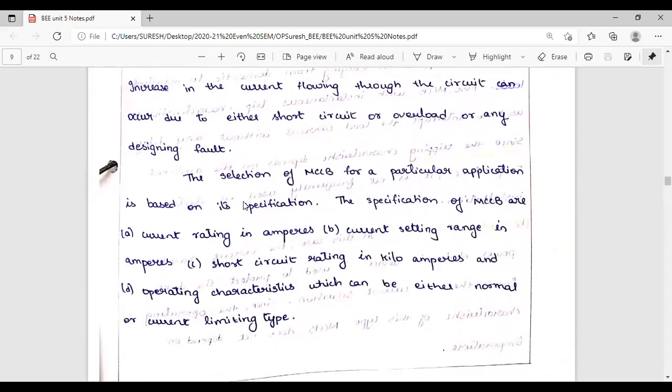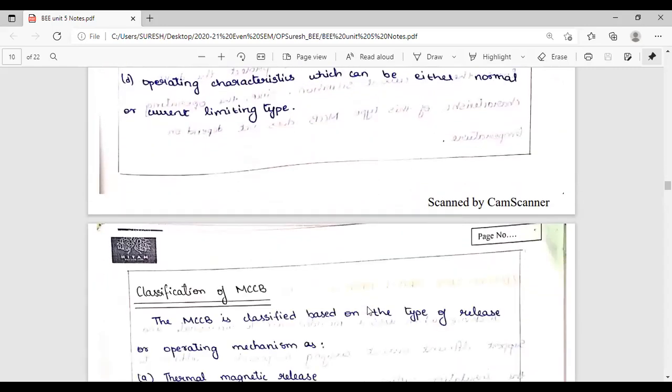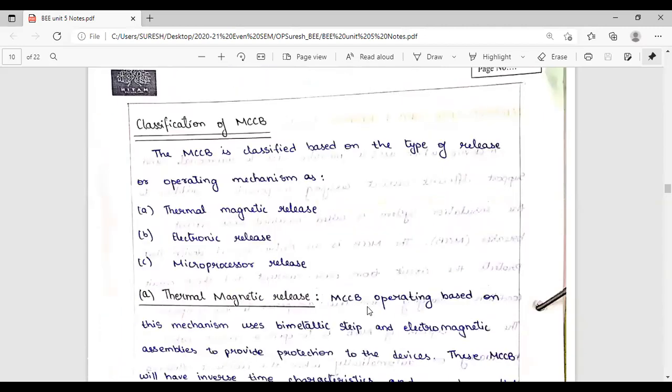So selection of MCCB for a particular application is based on specification. Specifications of MCCB are current rating in ampere, current setting range, either 500 ampere or 1000 ampere or 2000 ampere, short circuit rating in kilo ampere, and operating characteristics, either normal or current limiting. Okay. Classification of MCCB. There are three types of classification. You have to write this also in the exam. One is thermal magnetic release, one is electronic release, and one is microprocessor release. All this is theory. There is no diagram for this.